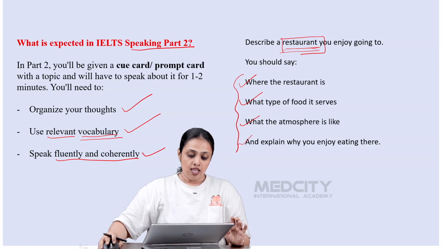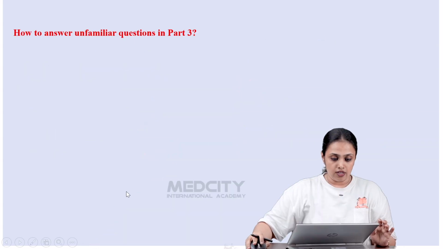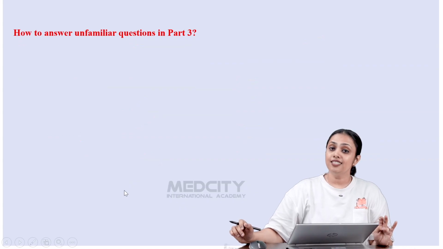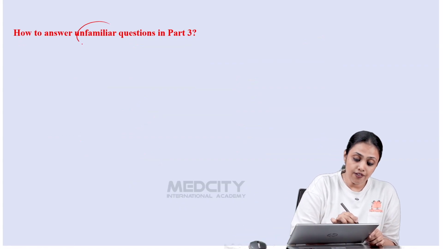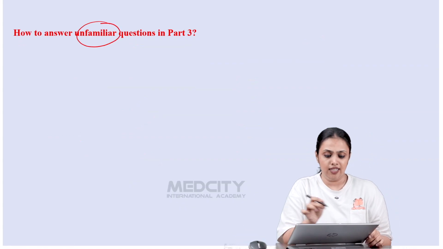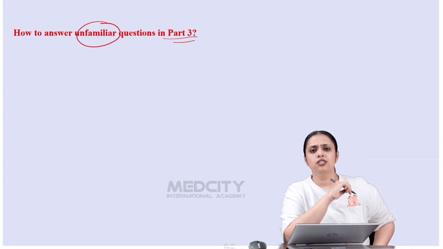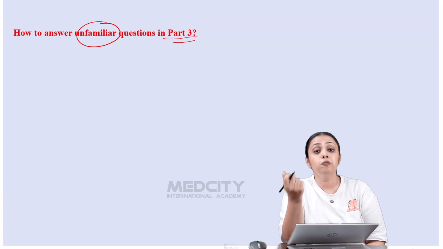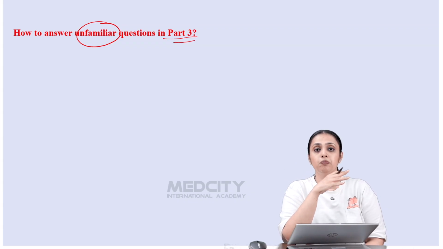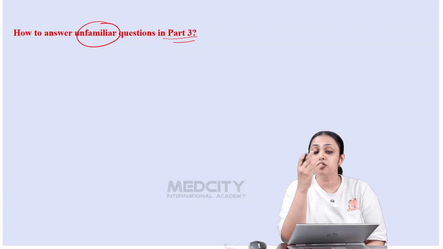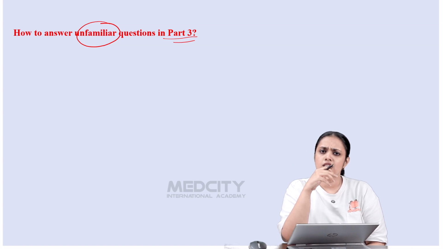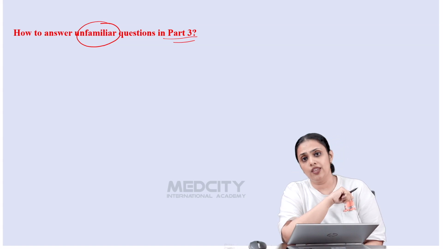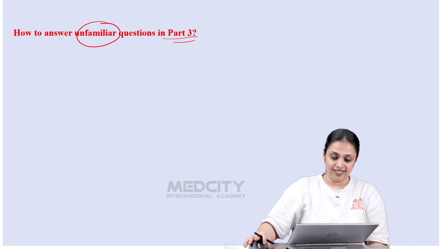Okay. Now let's see another question. Part 3. How to answer unfamiliar questions in Part 3. This is one concern that students have. In Part 3, as you know, they're not personal. It's not about personal choices. The questions that you would be getting are general questions, abstract questions. So how to answer that if I don't have an idea on that topic? How to deal with it? Let me tell you.